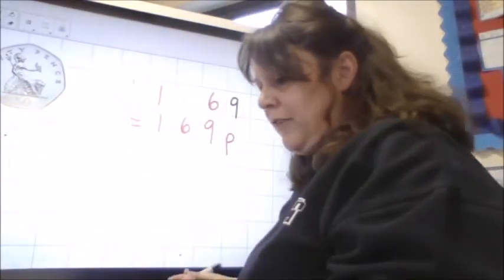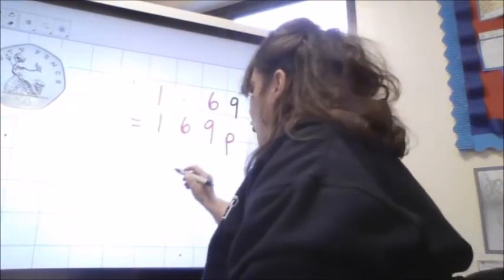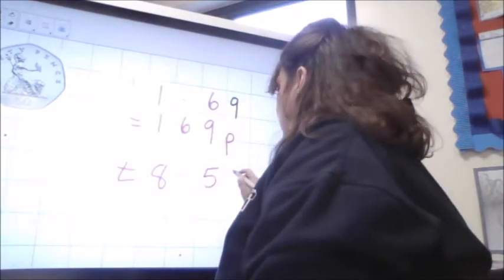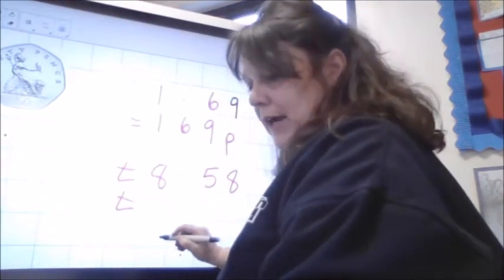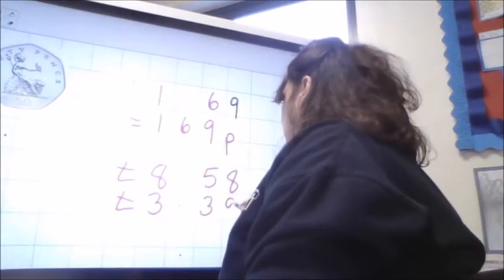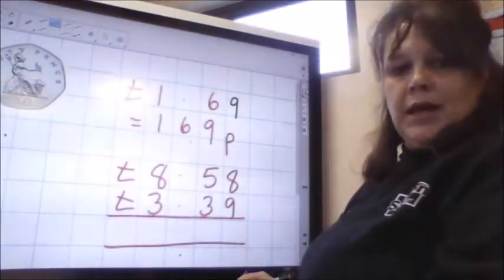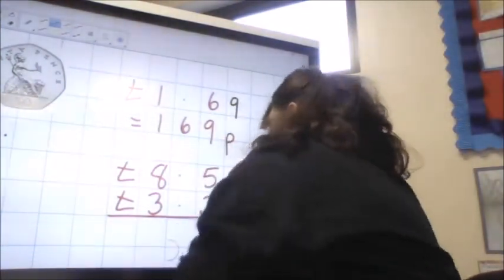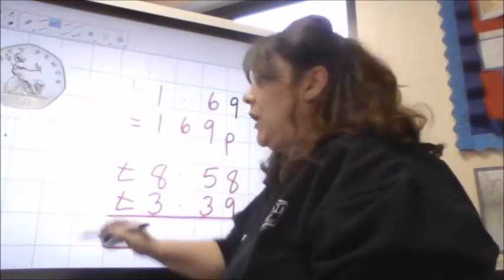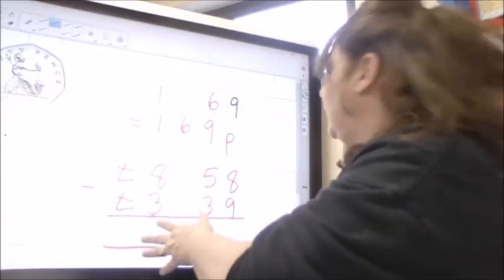So if I've got a question like this, okay, say I've got £8.58 and I've got to subtract £3.39 and then I've got to give my answer in pence. Okay. Oh, I don't like that line. Let's try and make it straighter, Mrs Heavey, along here. Okay, so let's do our subtraction. I've got my columns all set up really nicely.